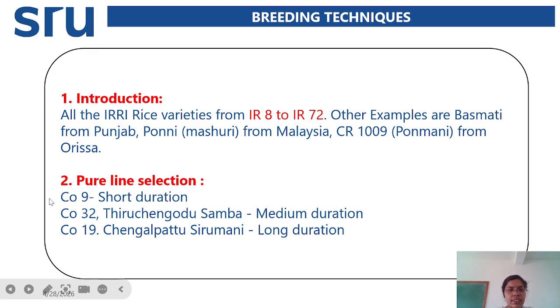And next is pure line selection. Through pure line selection, 49, a short duration variety, was developed. Next is 432, that is Tiruchengodu Samba, a medium duration variety. And next is 490, that is Chengalpattu Sirumani, a long duration variety. Through pure line selection, they have developed three different types of varieties in rice.